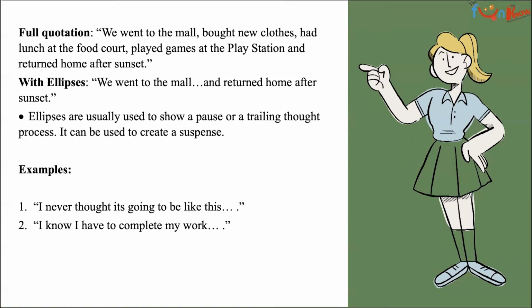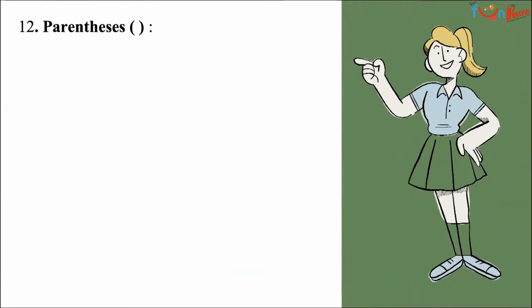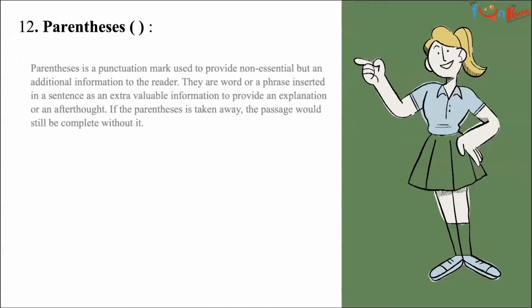Some examples are, I never thought it's going to be like this... I know I have to complete my work... There's a suspense or a pause or a trailing thought in these sentences. Ellipsis often gets distracted, trails off, and takes long breaks. The 3 dots always march together.